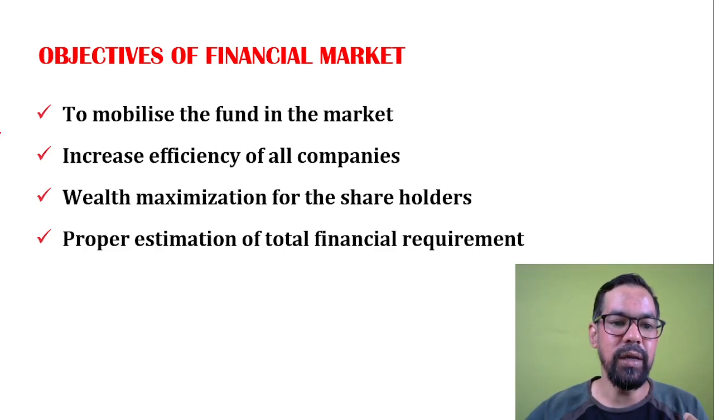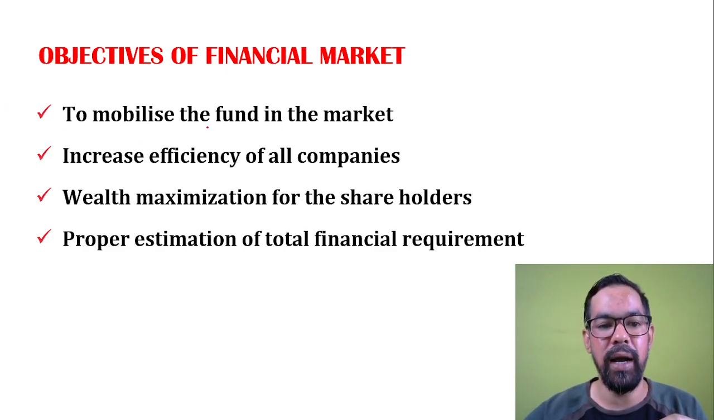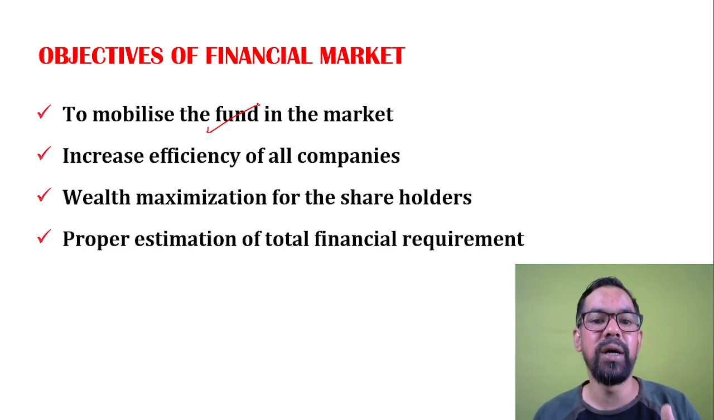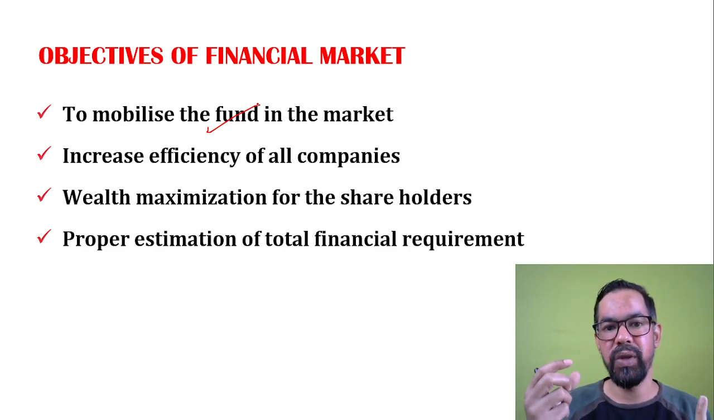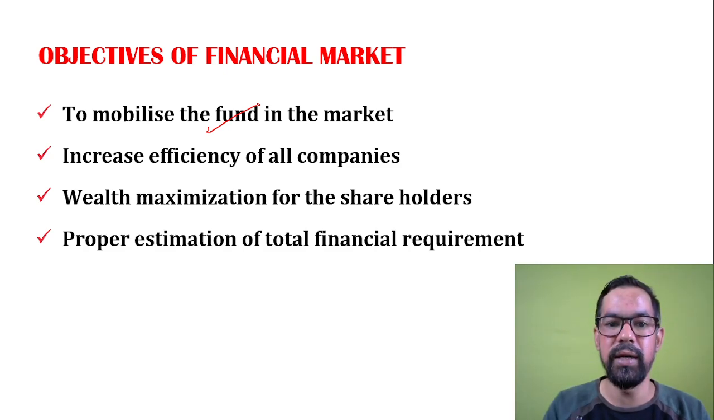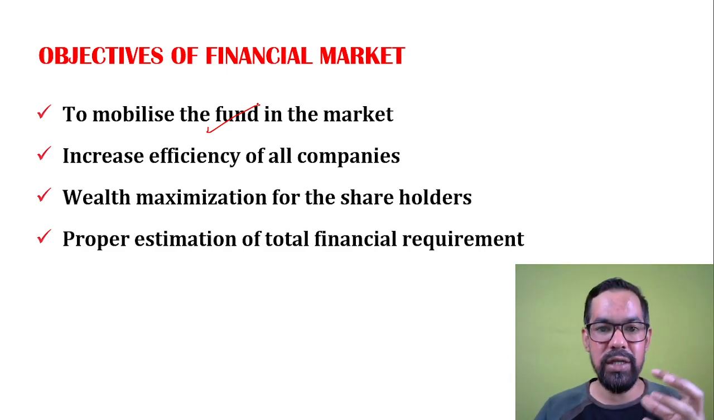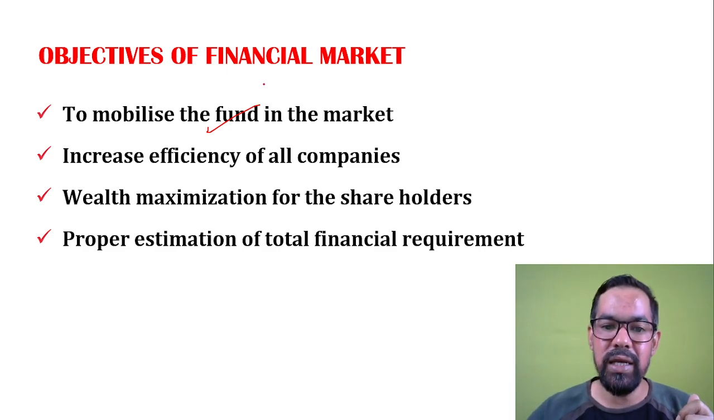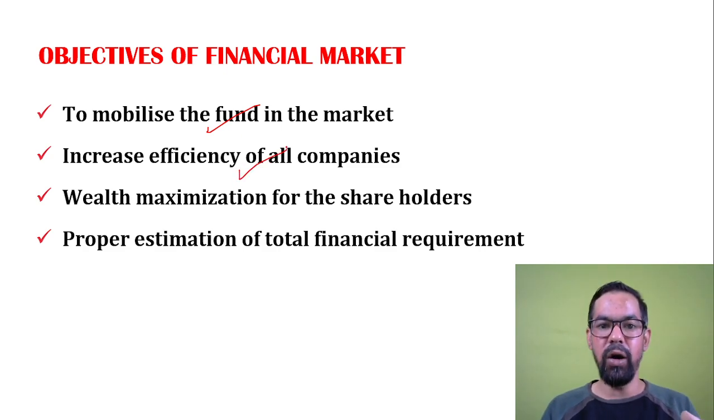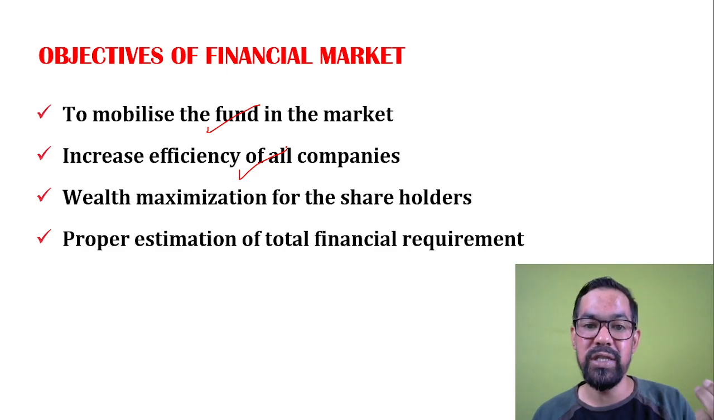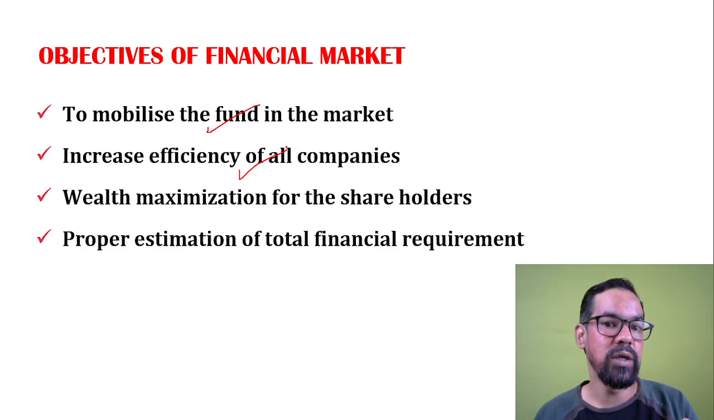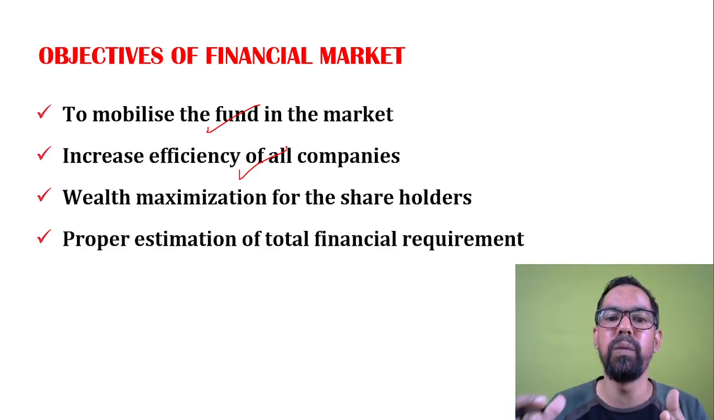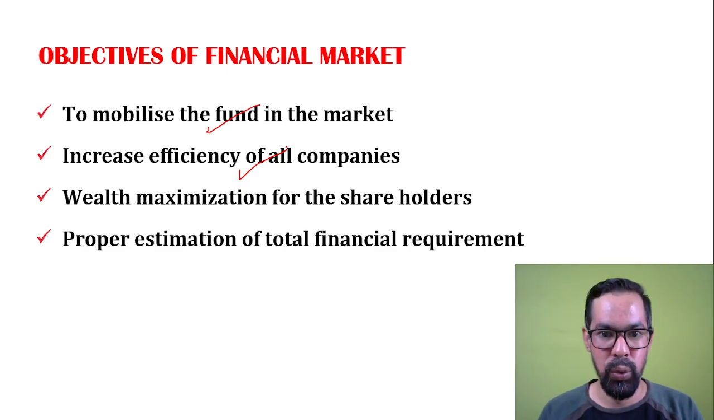So if you see the first point, that is to mobilize the funds in the market. Through financial market, as I earlier told you, let's say some XYZ company is listing in the market. If they are selling some portion of their ownership to the public, in return they are getting some money. So there is a circulation of money in that particular company as well as in the economy. Increase efficiency of companies. Every company needs funds to invest in new ideas, new projects. The best solution is they can raise that fund from the financial market. They can go for bonds, they can go for shares or any other tool as well.